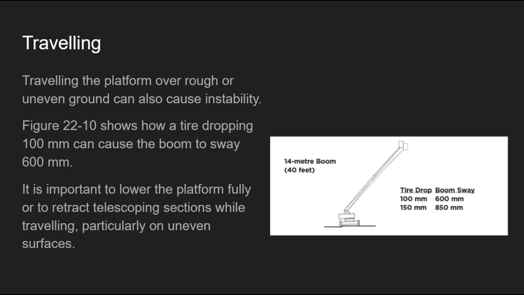Traveling the platform over rough or uneven ground can also cause instability. This figure here shows how a tire dropping 100 mils can cause the boom to sway 600 mils. It is important to lower the platform fully or to retract the telescoping sections while traveling, particularly on uneven surfaces.